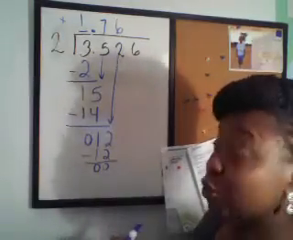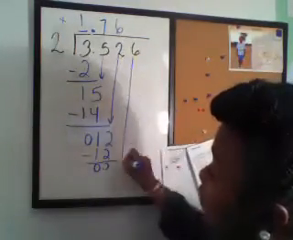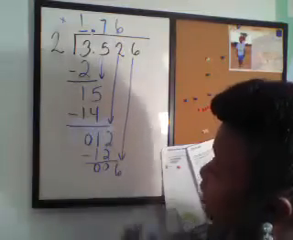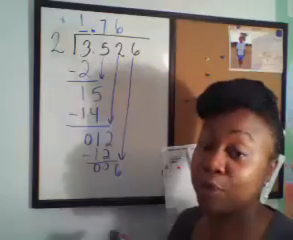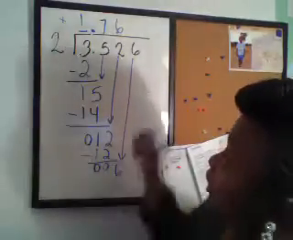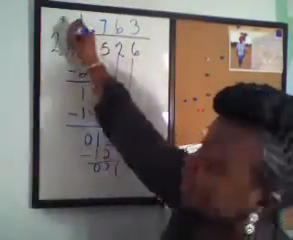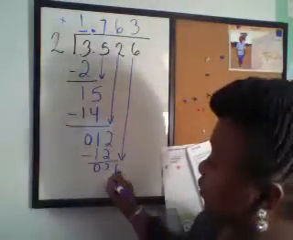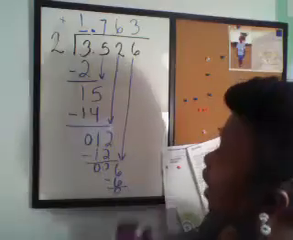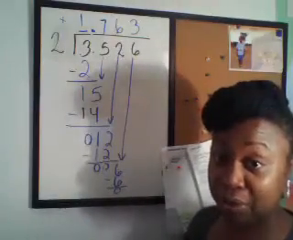Okay? Now I'm going to bring down my 6. And I say to myself, what number times 2 will give me close to 6 without going over 6? So that number is 3. 3 times 2 is 6. 6 minus 6 is 0. I have no remainder. Okay?